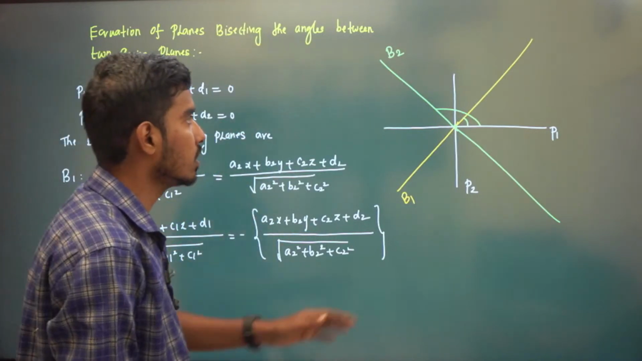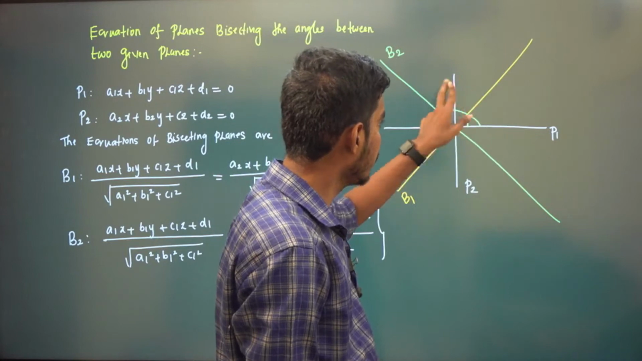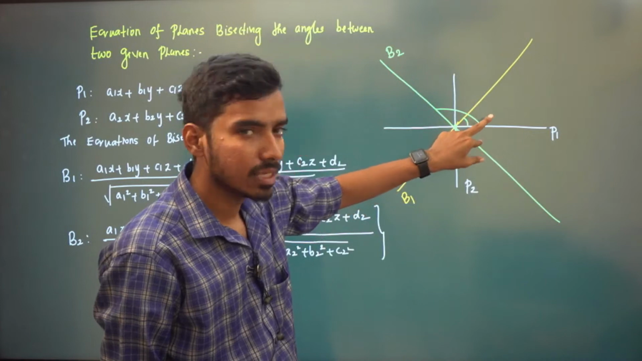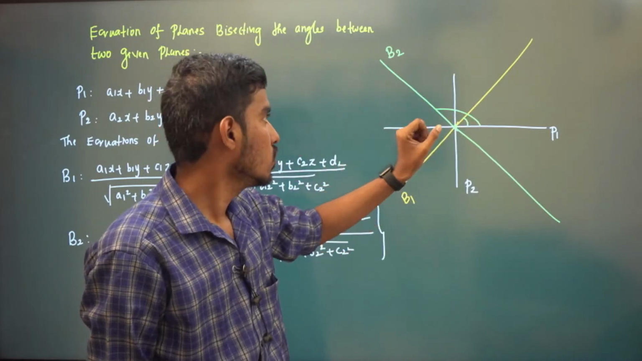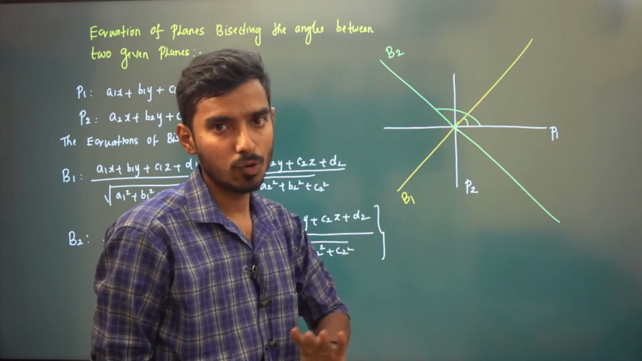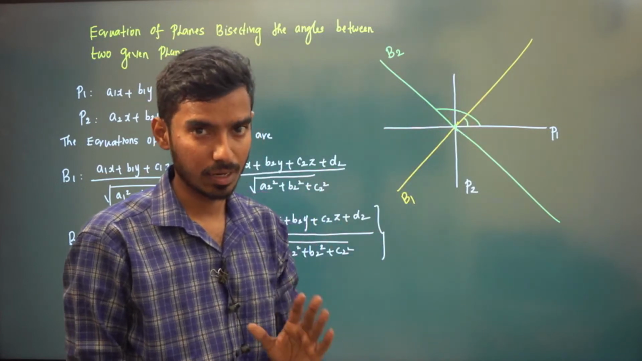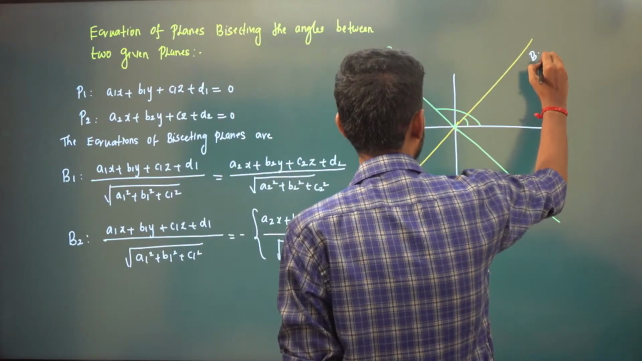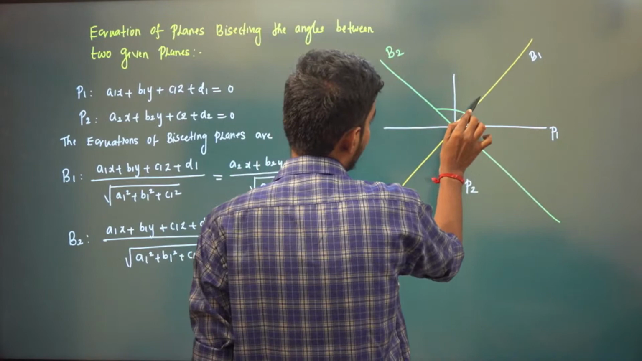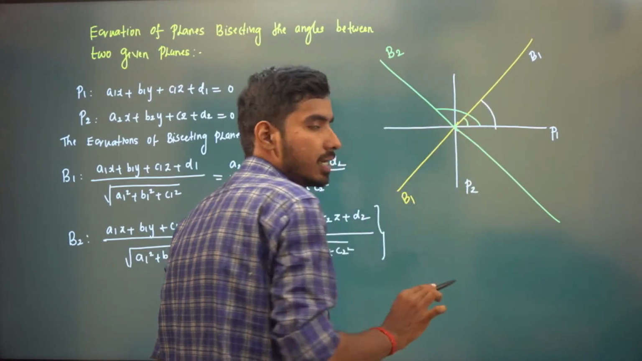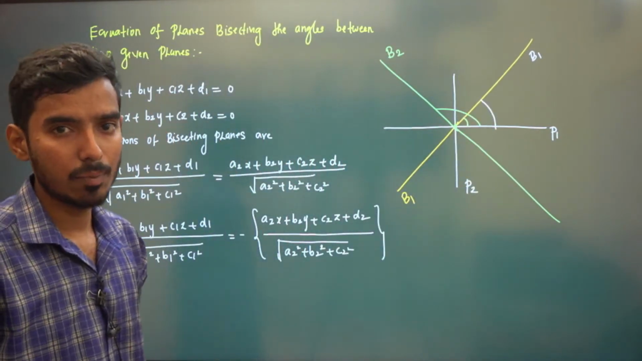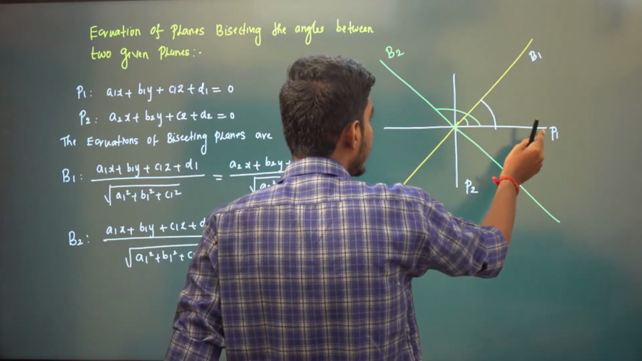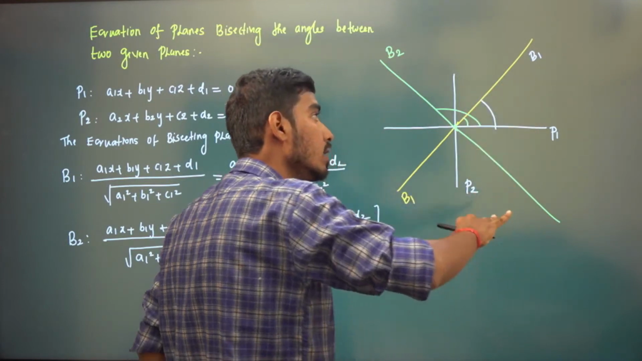Now the next question is whether this B1 bisects the acute angle or the obtuse angle. If one bisects the acute angle, the other will bisect the obtuse angle. Now, which plane bisects the acute angle? This is the second question. See, we have B1 here and B1 here. Now, what is the angle between them? If it is less than 90, it will be an acute angle. If it is 90 to 180, it will be an obtuse angle. So, how to check whether this B1 bisects the acute angle or the obtuse angle?